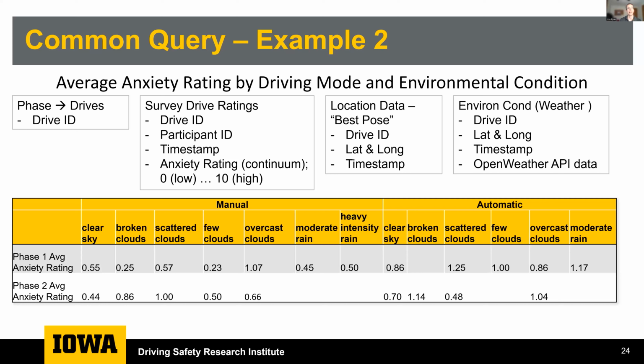And then we make a call out to the Open Weather API, using the timestamp and latitude and longitude to get the weather for that particular event. Those data elements are joined together to summarize by manual versus automated drive mode. And then within each of those, by the weather conditions, such as clear sky, light snow, moderate rain, etc. And then the anxiety ratings are averaged by phase or drive, which the user can select from the controls on the page. And now I'll pass it back to Steve.